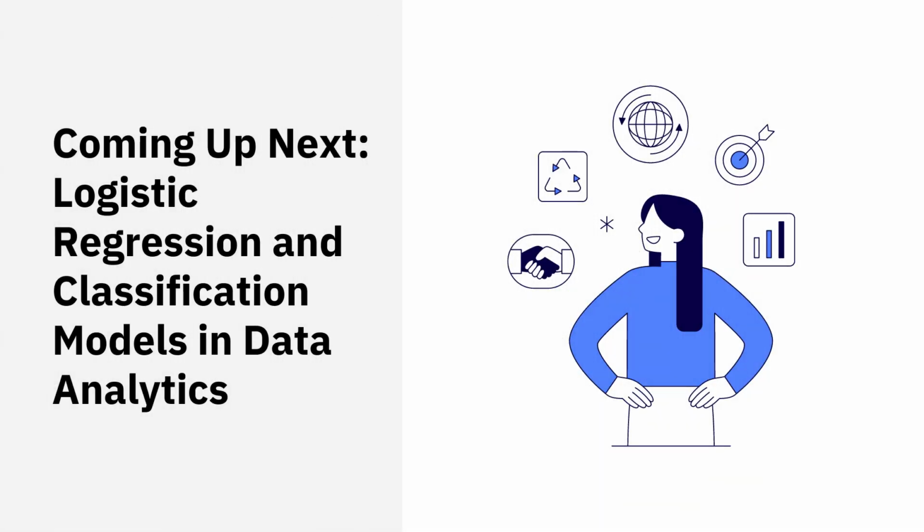That concludes our exploration of regression analysis. In the next video, we'll dive into logistic regression and classification models, which are essential for making decisions when the outcome is categorical.